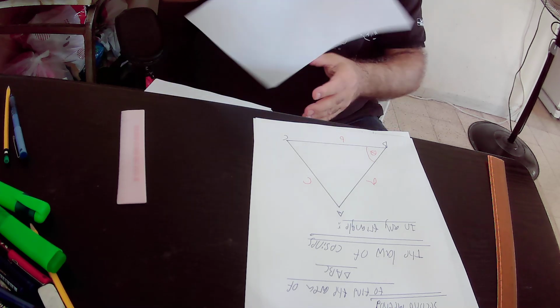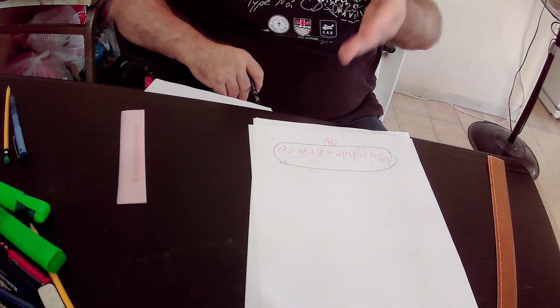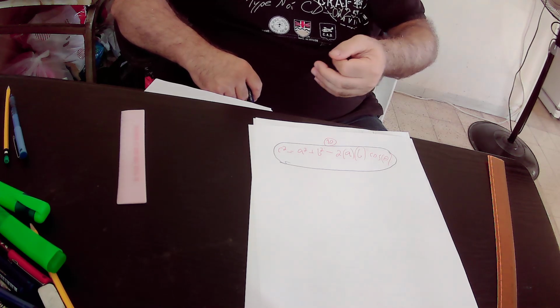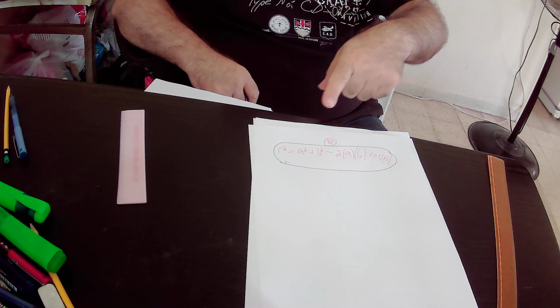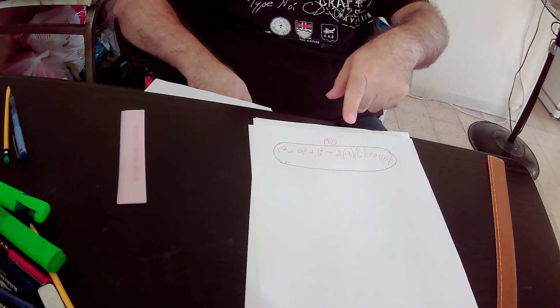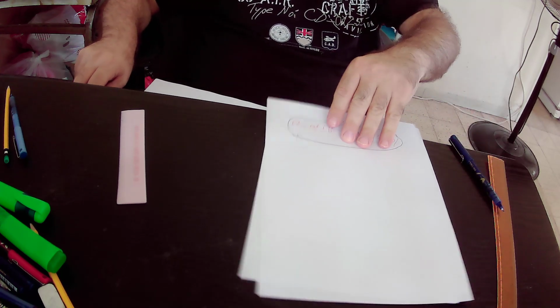Again, according to the law of cosines, in any triangle, the following equality is true: C squared equals A squared plus B squared minus 2 times A times B times cosine theta. Okay?